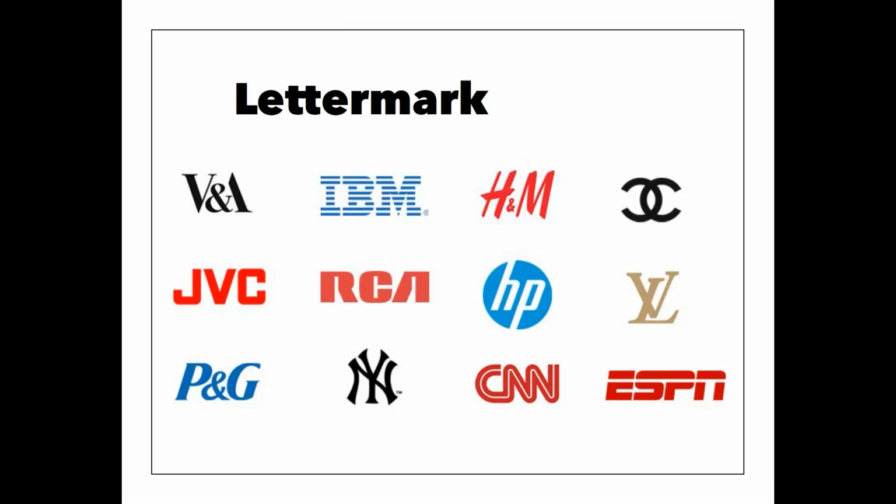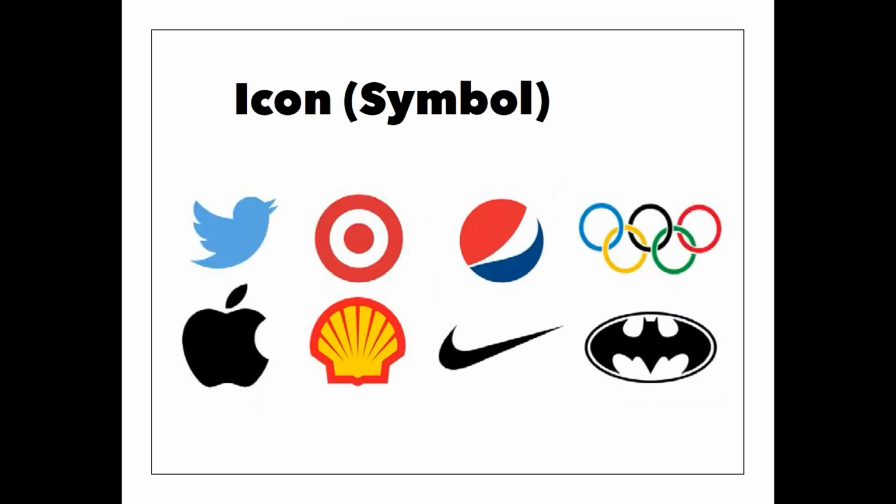So letter marks are a little bit different. They're, again, not really symbol oriented, but take an abbreviation of a certain company and put it into a logo itself. So, for instance, IBM is basically an abbreviation of the company, or HP, which refers to Hewlett Packard. Each one is set up as its own logo, but using their initials.